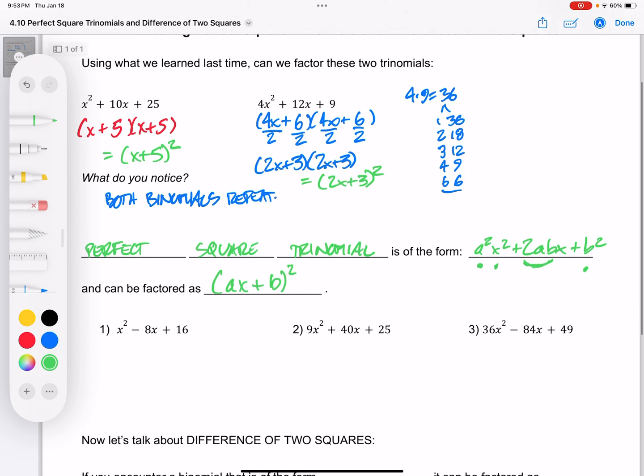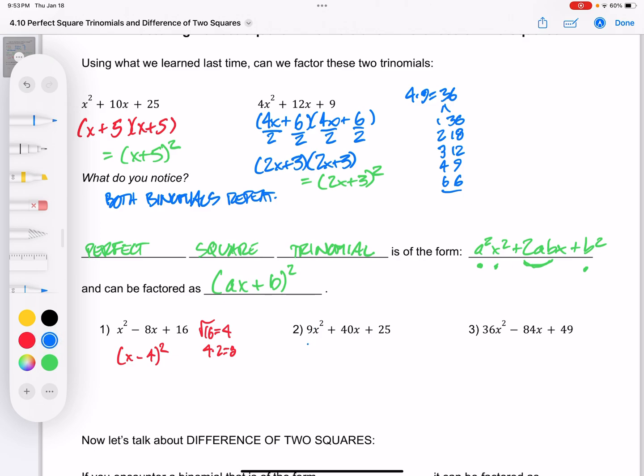So let's practice on some. First one, this one's pretty easy. The square root of 16 is equal to 4, and 4 times 2 equals 8. So this one is, and because it has a minus sign here, we know that both of them are minuses. So this is x minus 4 squared.